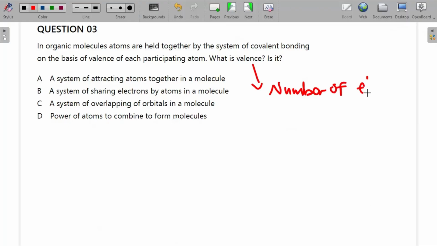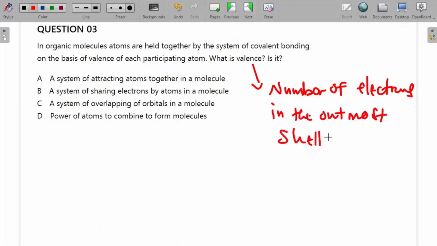So valence, in simple terms, is the number of electrons in the outermost shell. The number of electrons in the outermost shell, that's what we call the valence. Depending on the number of electrons in the outermost shell, you are going to know how many bonds that atom is actually going to form.